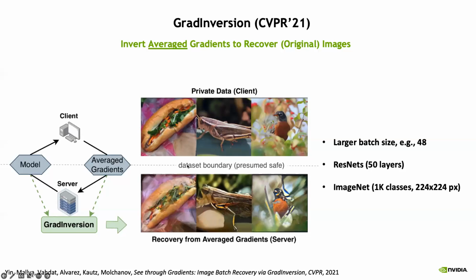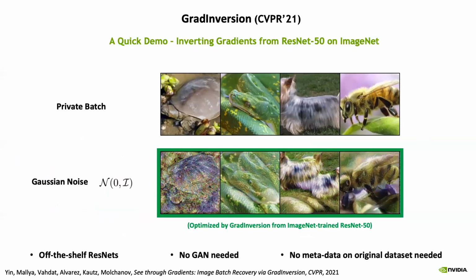So this is the correspondence of the image level reconstruction. We observe in the paper, we just studied up to a batch size of 48, but it gets us some results as well. And these are the results we got from the attack on ResNet 50. So this was two years ago. We showed it at CVPR. So this is a quick demo.